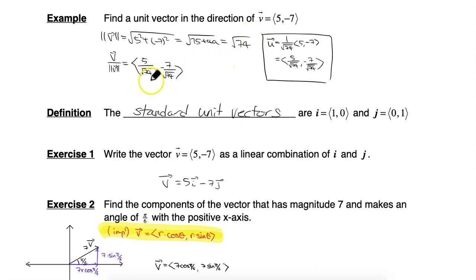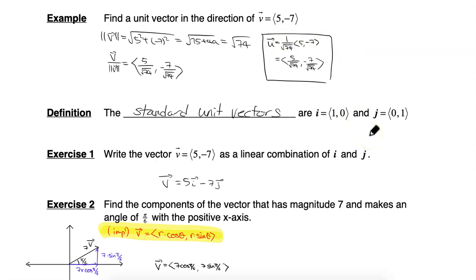You can write it as 5 over root 74, negative 7 over root 74, or you can realize that it's annoying to repeat that root 74 and just put the 1 over root 74 in front, which will be even more handy if we work in 3 or 4 dimensions, because you wouldn't have to write it 3 or 4 times. It looks like a factorization in a way.